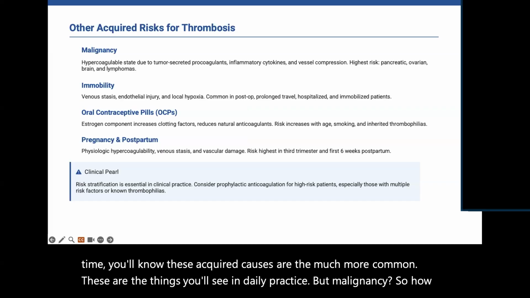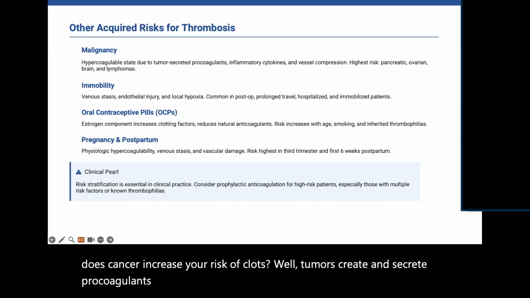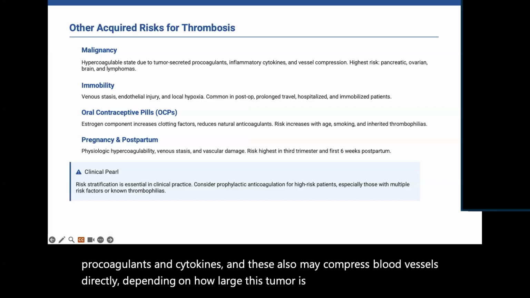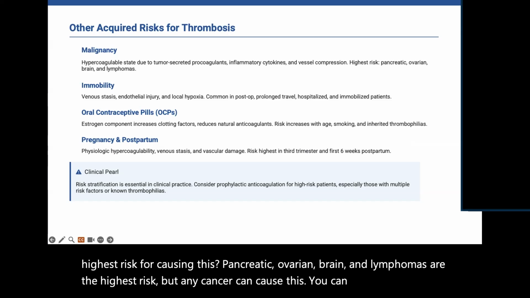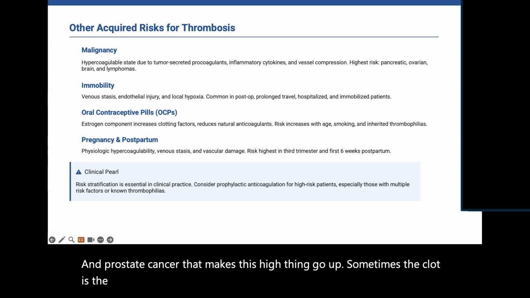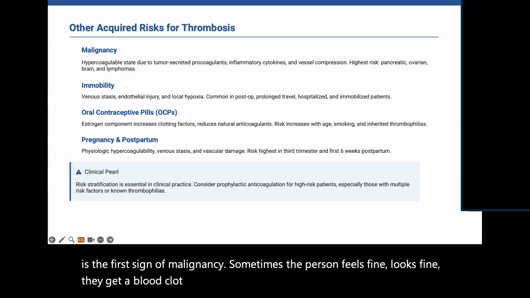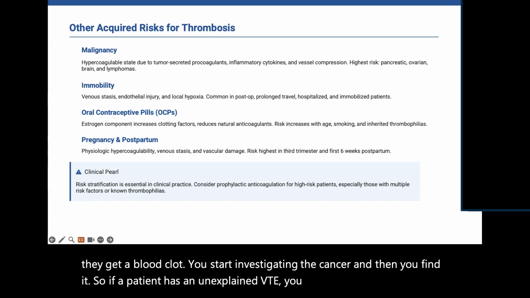So how does cancer increase your risk of clots? Well, tumors create and secrete procoagulants and cytokines, and these also may compress blood vessels directly depending on how large this tumor is. Which cancers are the highest risk for causing this? Pancreatic, ovarian, brain, and lymphomas are the highest risk, but any cancer can cause this. You can have an indolent prostate cancer that makes this go up. Sometimes the clot is the first sign of malignancy. Sometimes the person feels fine, looks fine, they get a blood clot, you start investigating the cancer, and then you find it. So if a patient has an unexplained VTE, you always have to consider an occult cancer investigation.